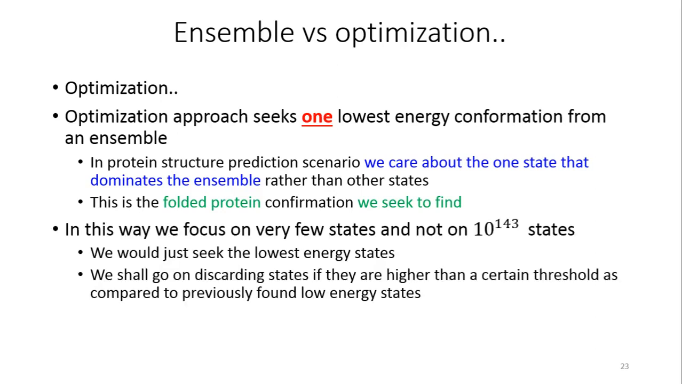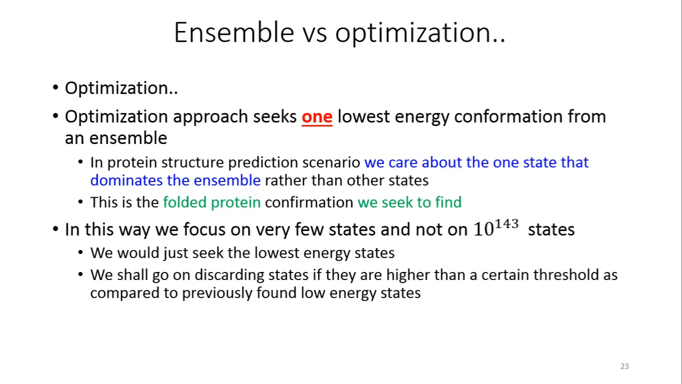In the optimization approach, we focus on very few states and not on the 10 raised to the power 143 states that the protein can acquire. Our objective is to find the lowest energy state. We go on discarding the conformational states of a protein if they are higher than a certain threshold compared to the previously found low energy state.